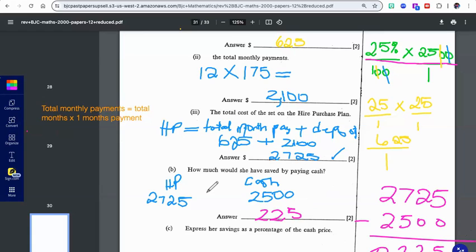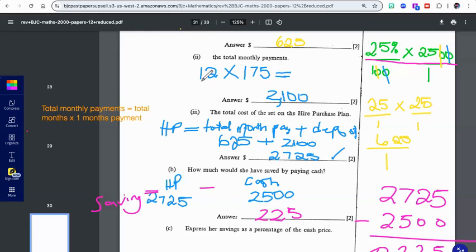So to find the savings, that's another formula: hire purchase, subtract cash price. So take that down, please. You should have three formulas: the hire purchase formula, the total monthly payments formula, and now the savings formula. So savings is equal to hire purchase, subtract cash price.